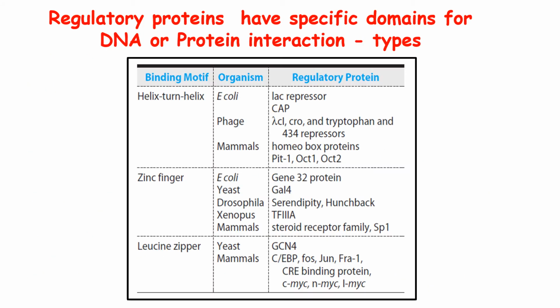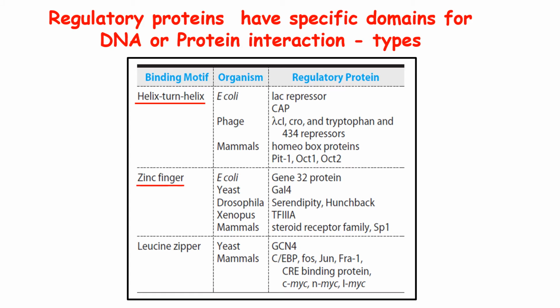Let's just discuss various types of domains present in the regulatory proteins. These are the few examples. The first one here is the helix-turn-helix motif. It is present in E. coli, phages, and mammals. The common examples of regulatory proteins having the helix-turn-helix motif are lac repressor, CAP, and the homeobox proteins of the mammals also consist of the helix-turn-helix motif.